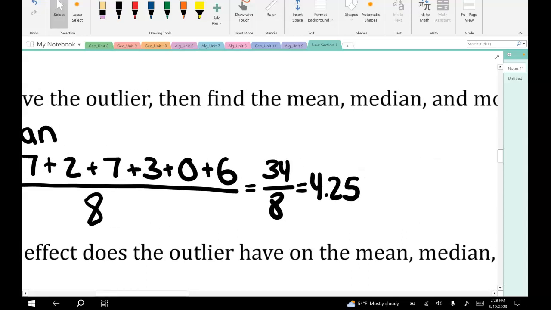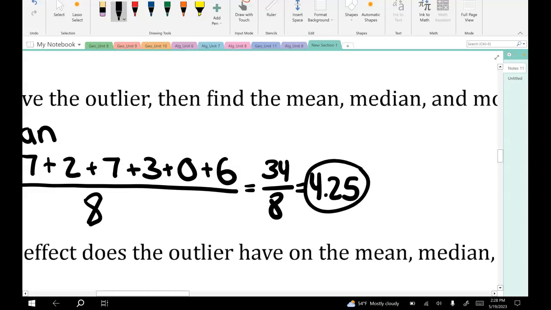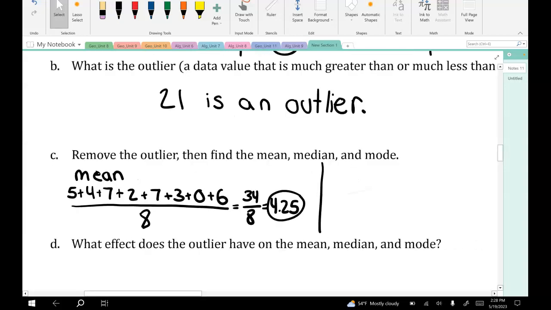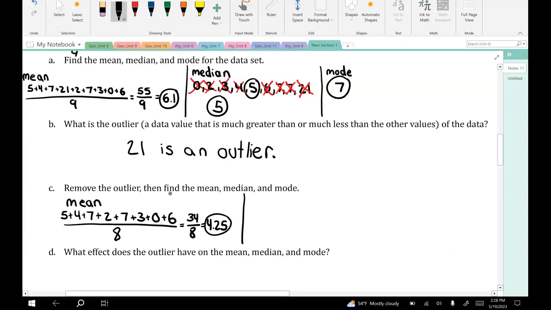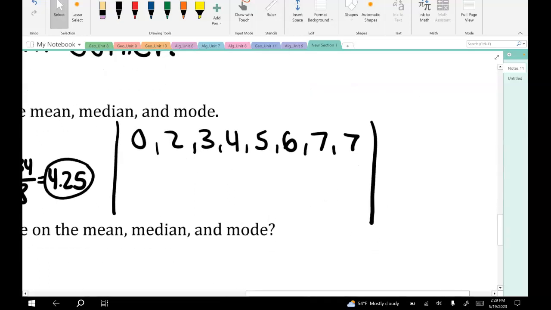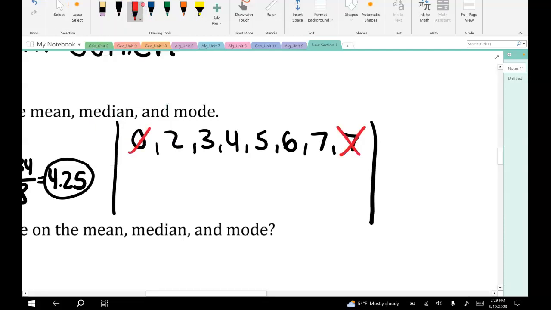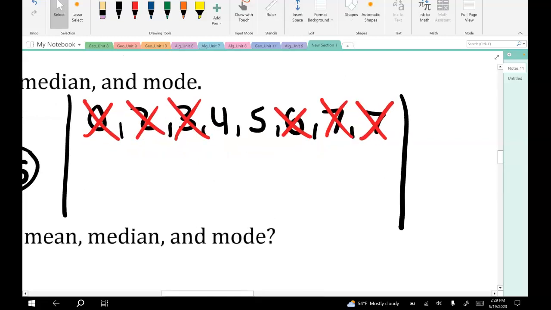So now our mean is significantly lower. Let's see what happens with our median. I'm going to do the same thing and rewrite them out, smallest to largest, but this time we don't have that 21 in there: 2, 3, 4, 5, 6, 7, and 7. I'm going to cross out until I get to the middle. So I cross out here and here, here and here, here and here. If I go one more step in, I'm crossing out 4 and 5, and then I have nothing left.